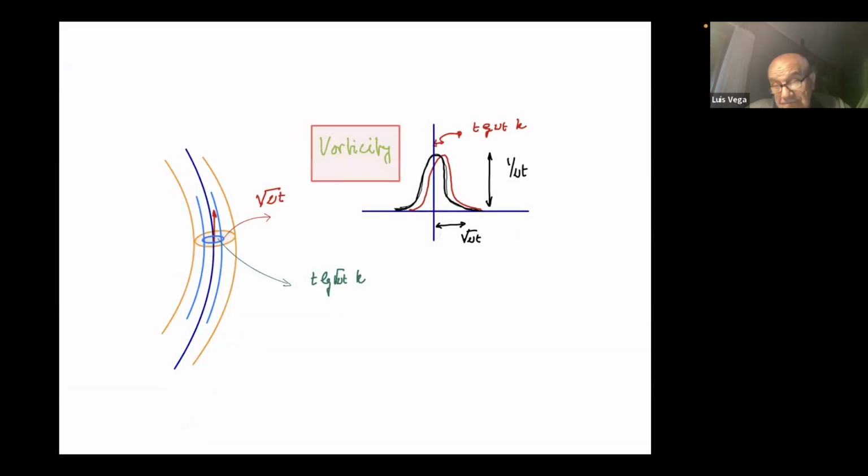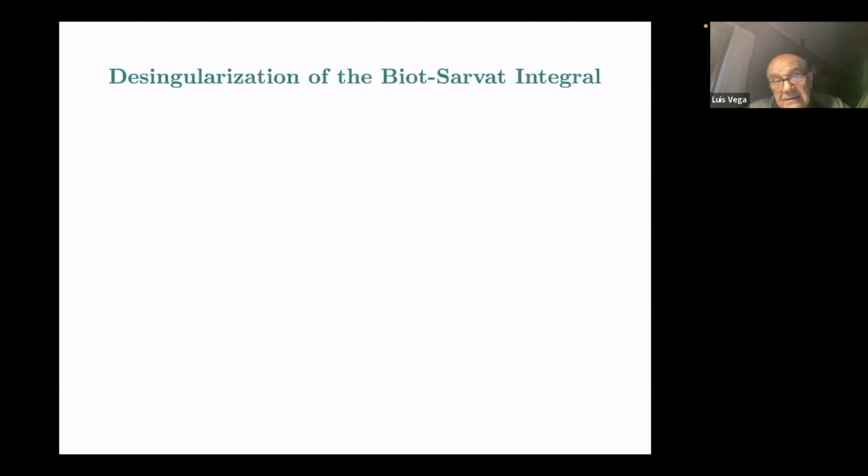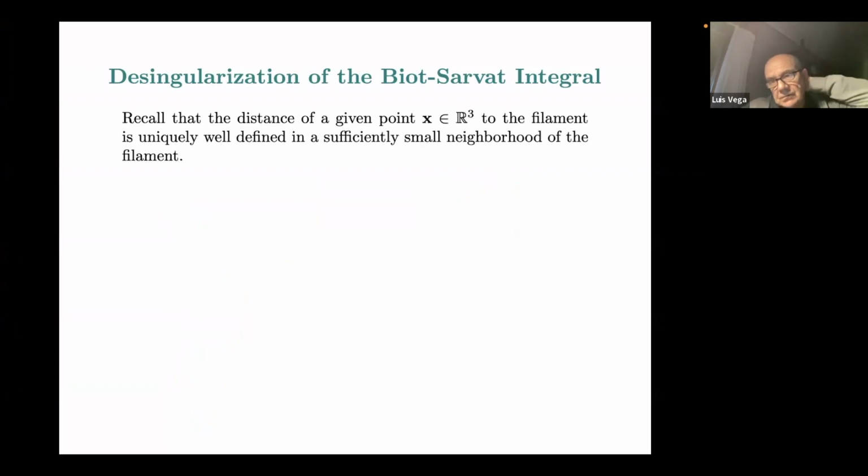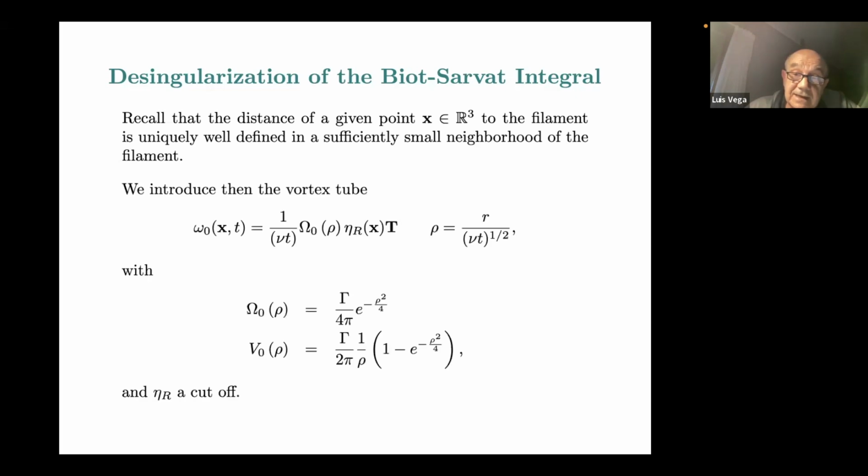Okay, so let's continue, because I'm getting out of time. I really want to convince you that in order to do this, we have to desingularize the Biot-Savart integral. Now I want to describe the velocity. This is to say that I desingularize the Biot-Savart integral. In order to do that, I have to introduce new objects, which go as follows.